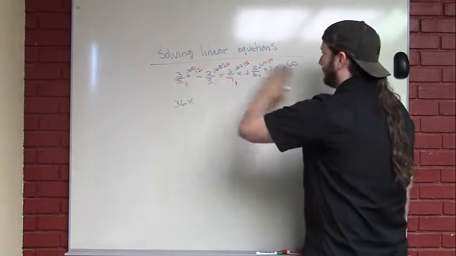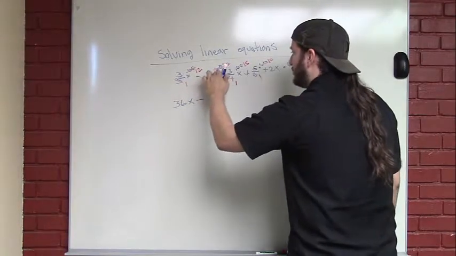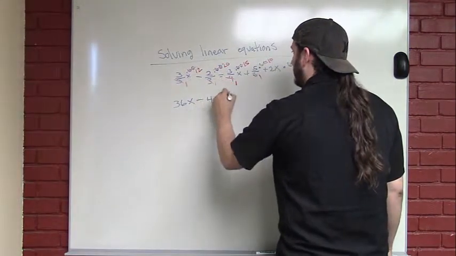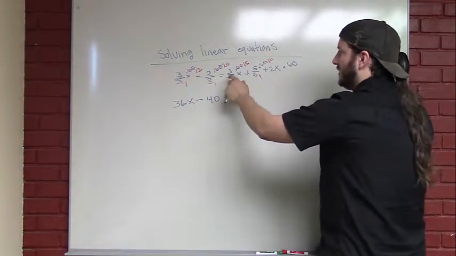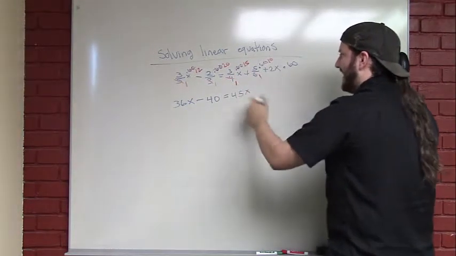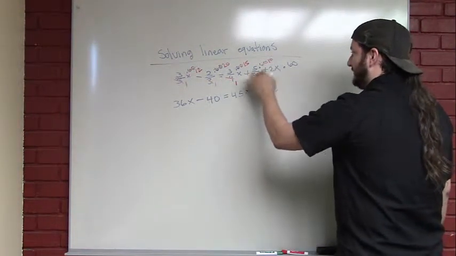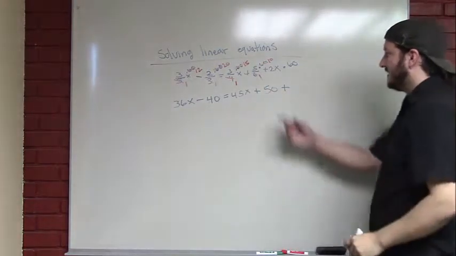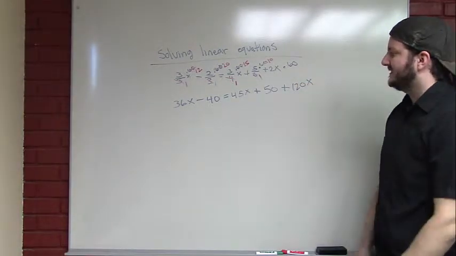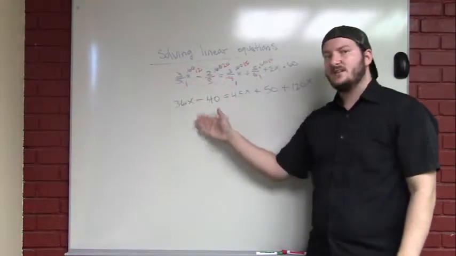Don't forget your x. It's going to look sloppy, so make sure you take your time and really get everything down. Minus 2 times 20 is 40 equals, okay, 3 times 15 is going to be 45x plus 5 times 10 is 50 plus 2 times 60 is 120x, okay? And this is how it reduces from here to here.